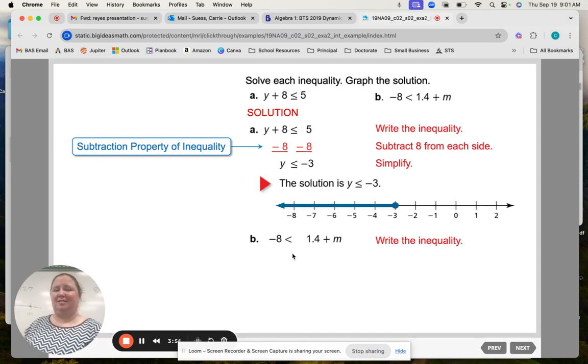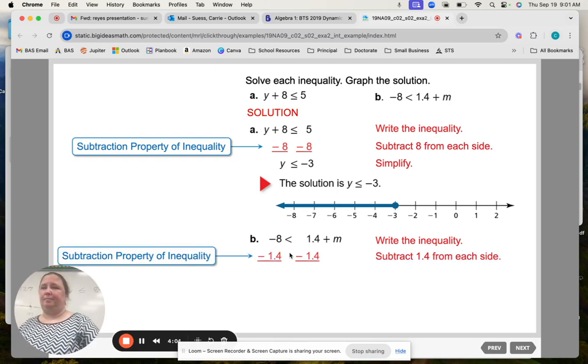So let's look at B. You have negative 8 is less than 1.4 plus m. We're solving for m, so what am I going to move? I'm going to subtract 1.4 over to the other side. It doesn't really matter what side the m is on. So what's negative 8 minus 1.4? Negative 9.4. Correct. Since it's already negative, it goes further negative. So you get negative 9.4 is less than m. Draw a number line.